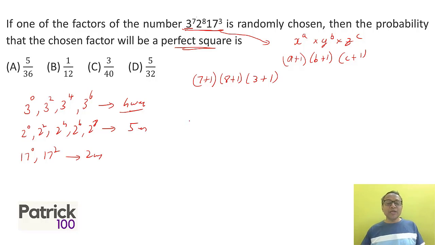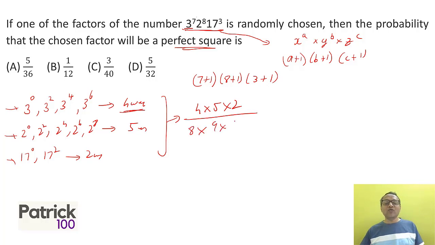So total ways possible for a perfect square is 4 into 5 into 2, because power of 3 can be 0, 2, 4, 6, 4 ways. Power of 2 can be 5 ways. Power of 17 can be 2 ways. These many total ways divided by 8 into 9 into 4 total ways. 4 anyway gets cancelled. 2 will get cancelled with 4. You will get the answer as 5 upon 36. A option is the answer.